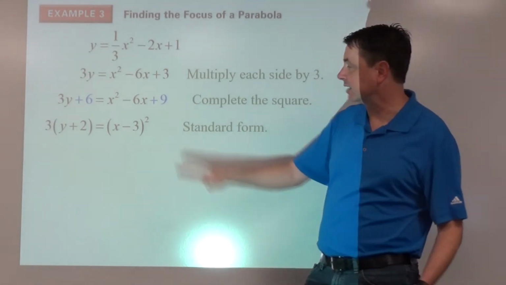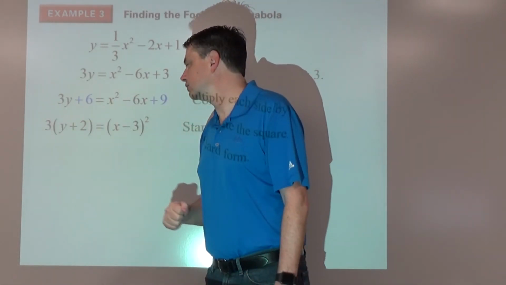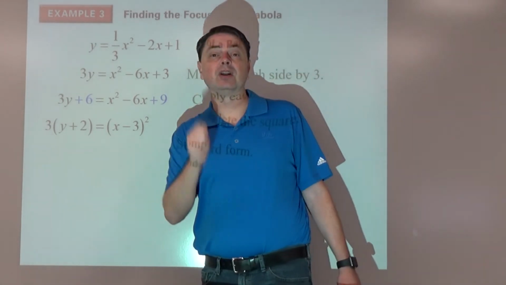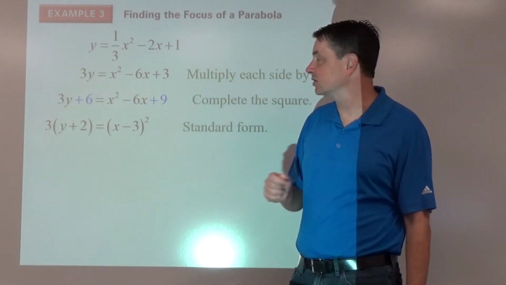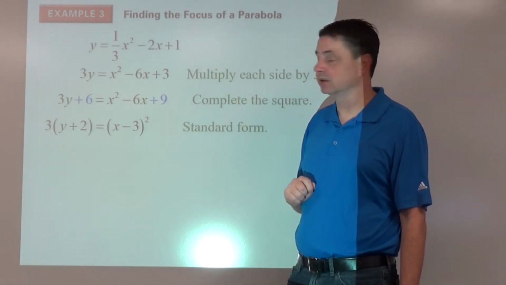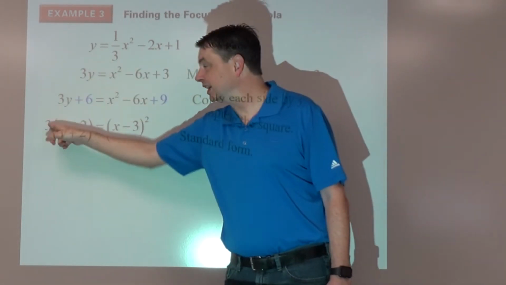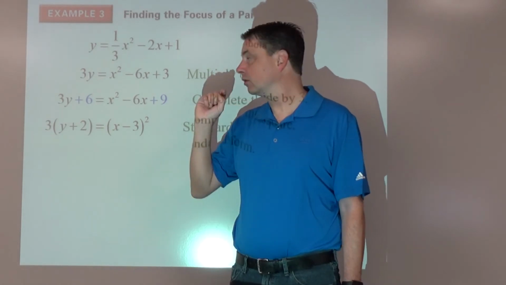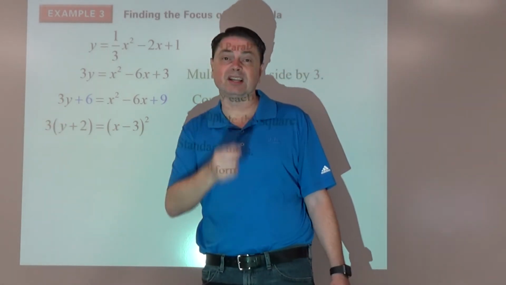We know where our vertex is, (3, -2). We need to now know what p is, because that's going to take us from the vertex to the focus. That's what we want to locate, the focus. So the 3 is for the 4p. So 4p equals 3. Let's solve for p.